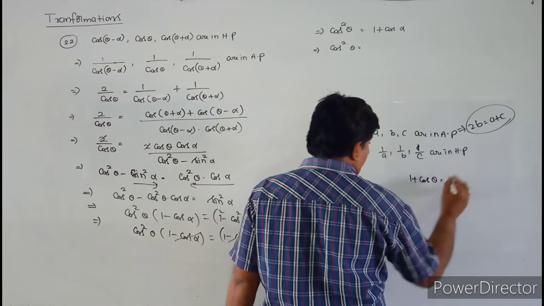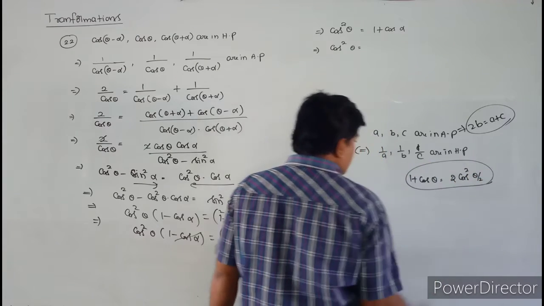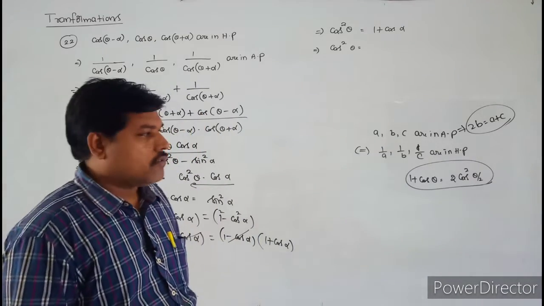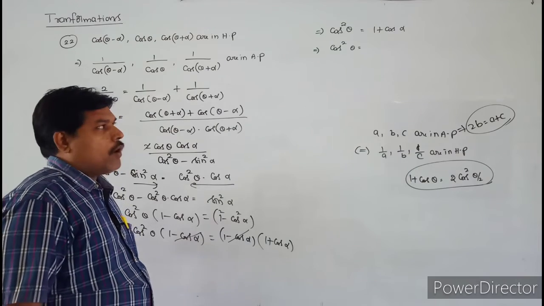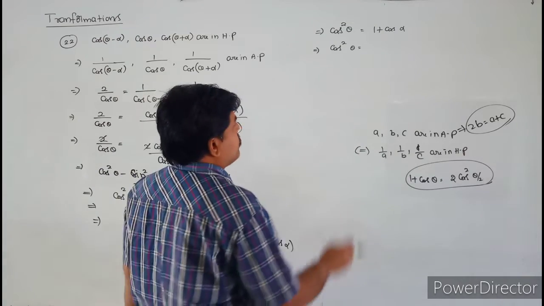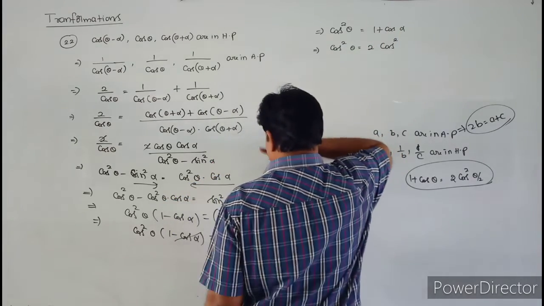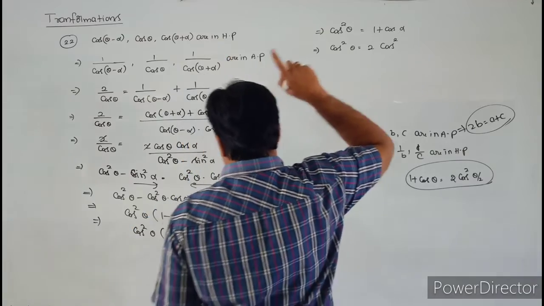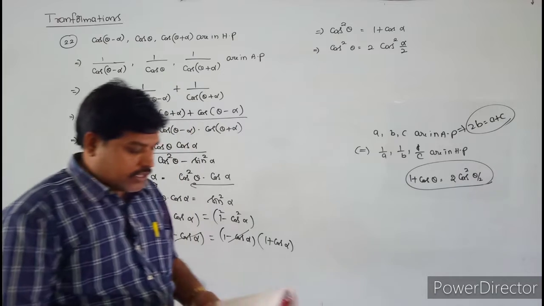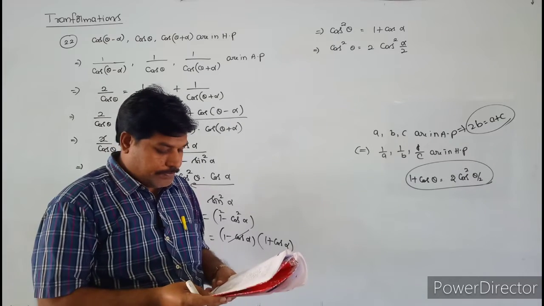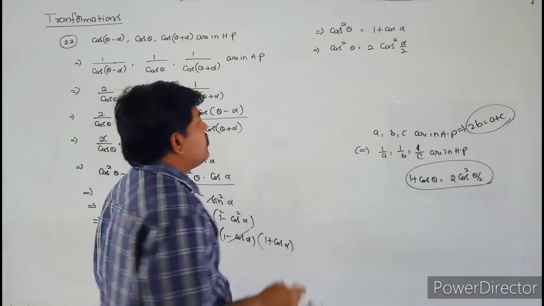What is the 1 plus cos theta formula? 2 cos square theta by 2. 1 plus cos 2 theta formula is 2 cos square theta. From the cos 2 theta formula, I have applied the half angle formula: 1 plus cos theta is equal to 2 cos square theta by 2. So we can write 2 cos square alpha by 2. So what is the question they are asking, students? They are asking cos theta into secant alpha by 2.